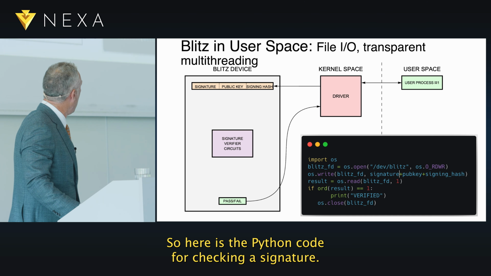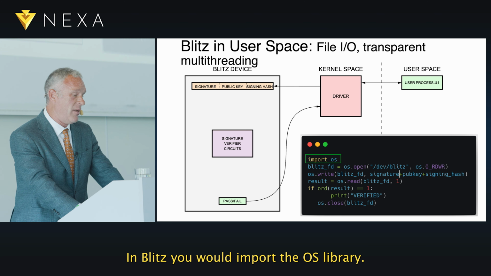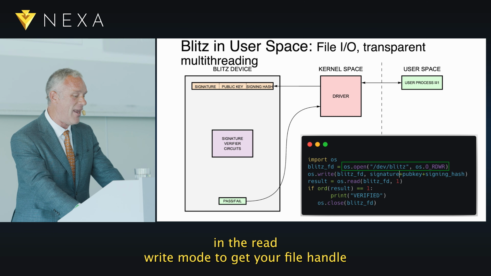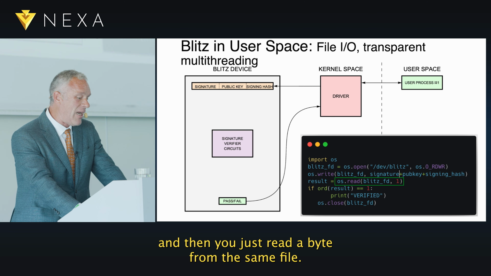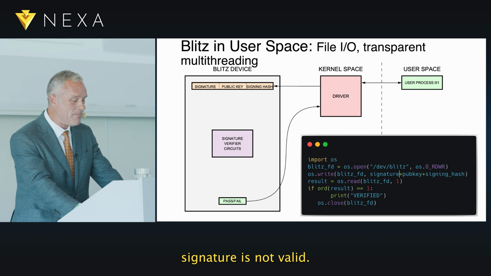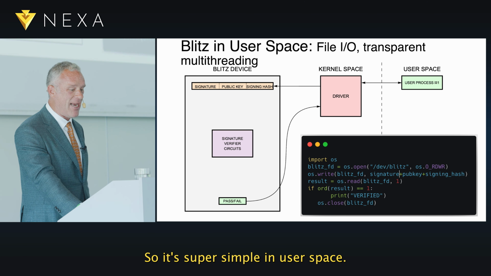Here's the Python code for checking a signature in Blitz. You would import the os library. You'd open the /dev/blitz file in read-write mode to get your file handle. To that file handle, you would write the signature, pub key, and signing hash. And then you just read a byte from the same file. If it's 1, it means the signature is valid. 0, the signature is not valid. So it's super simple in user space.